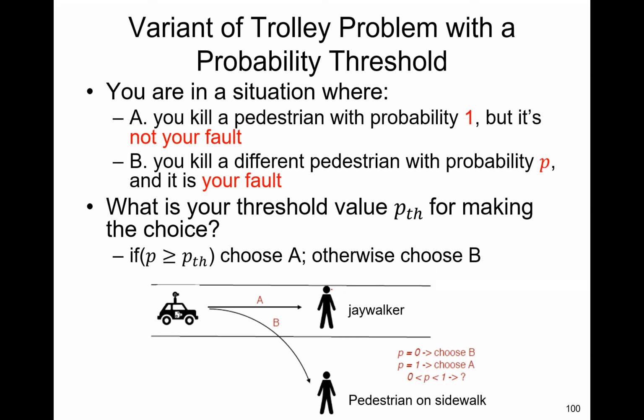Obviously, it depends on the threshold, right? So how high do you set the threshold? That's a very tricky ethical question. If the probability of hitting the pedestrian on the sidewalk is 0.001%, then you should divert the vehicle. But if it's 50%, yeah, you may think twice.